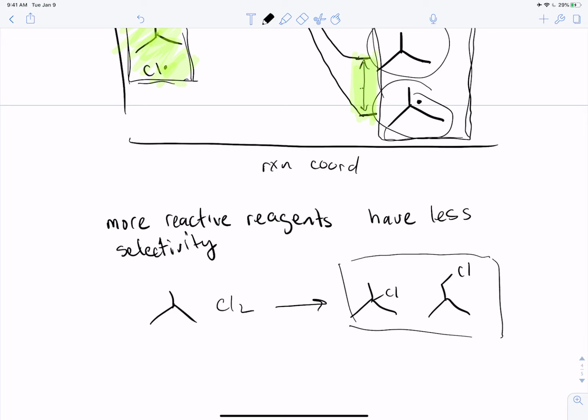But more reactive reagents have less selectivity. That should make sense to you on some level, right? The more reactive something is, the less it cares what it reacts with. It's just super high energy. Less reactive things have more selectivity. Okay.